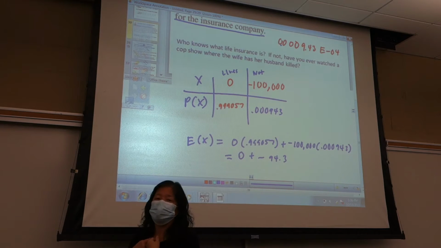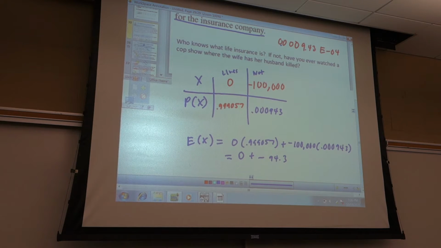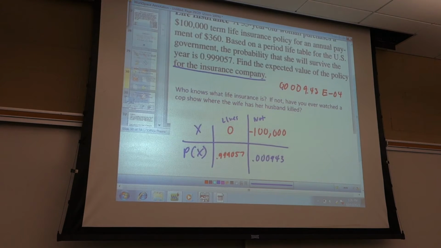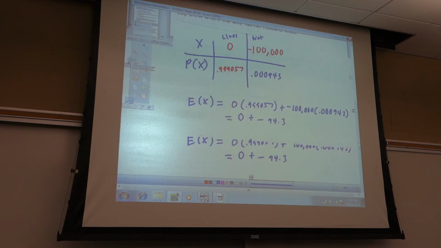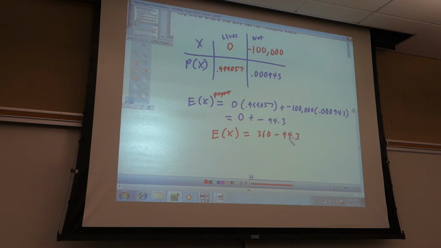How much money does this policy cost them? How much money do they get for the policy? $360. So their net profit is their total expected value, right? Their real expected value. This is just for the payout. It is going to be 360 minus 94.30, which means that they should stand to make what, $265.70 a year on the policy.